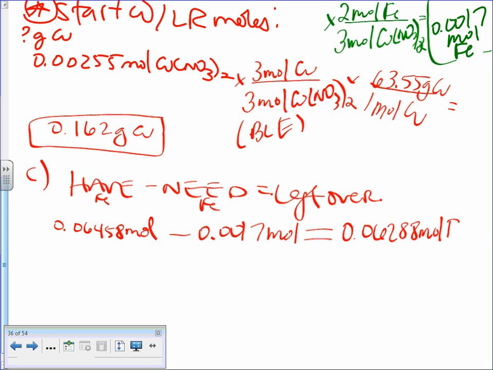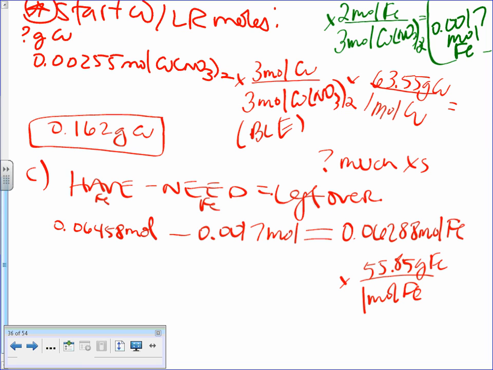All right, that's how many moles of iron we have left over. But the question said how much excess was there? Go to grams. "How much" just means go one more step to mass. That's it. So what's the molar mass of iron? 55.85 grams of iron. Good. So this is me multiplying by molar mass.